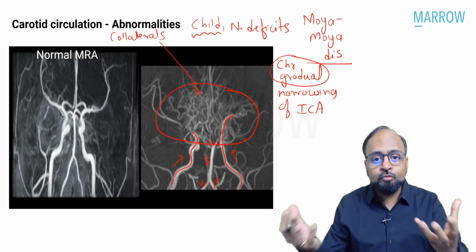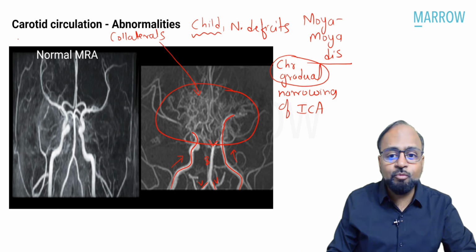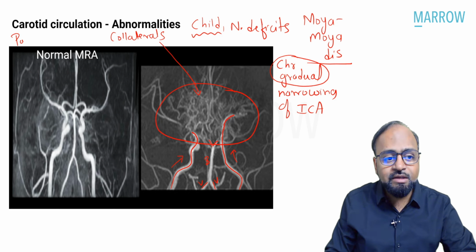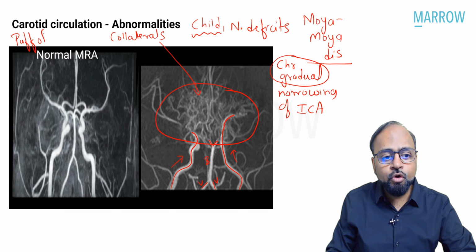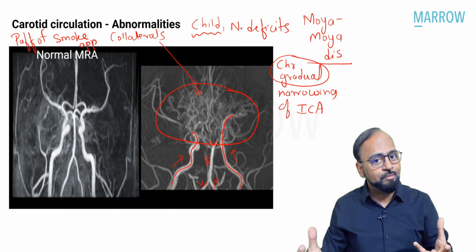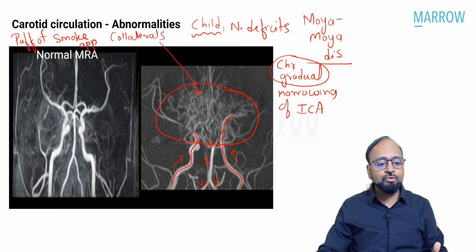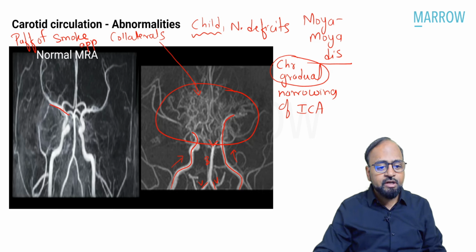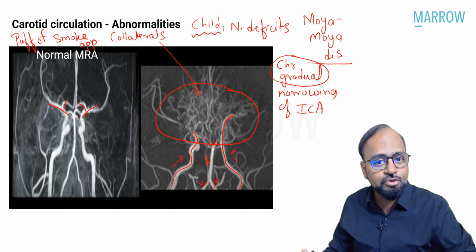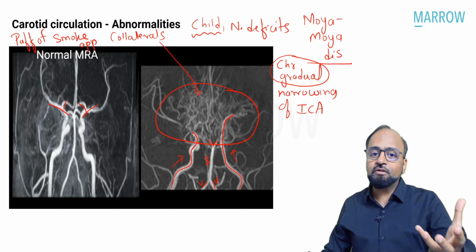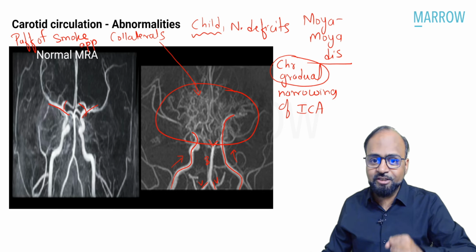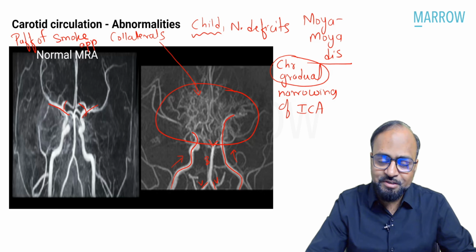All of a sudden, what is this appearance called? Yes, in Moyamoya, this appearance is called the puff of smoke appearance. Puff of smoke appearance, right, on an angiography image is suggestive of Moyamoya disease. So just compare the normal MR angio, where you can very beautifully see the internal carotids dividing into the middle cerebral and the anterior cerebral. Here you're not able to see that because there's narrowing and there's a tuft of collaterals right there at the center. This is Moyamoya disease, right?